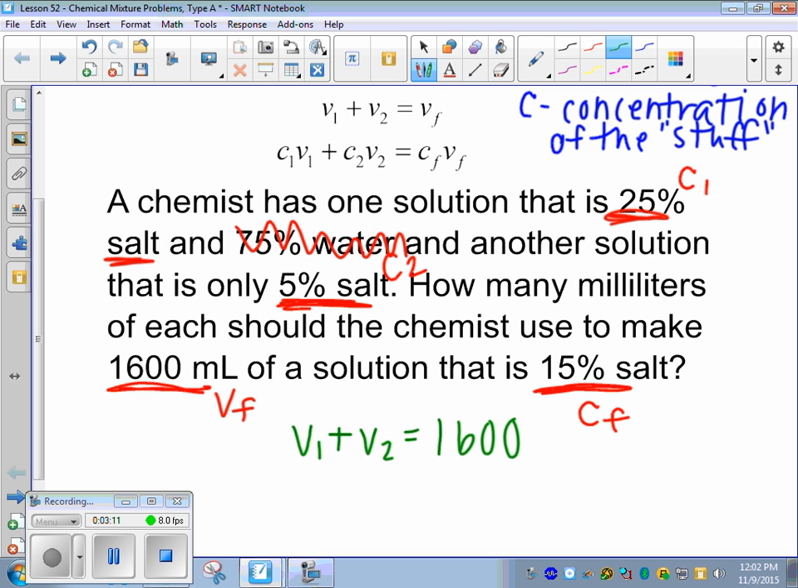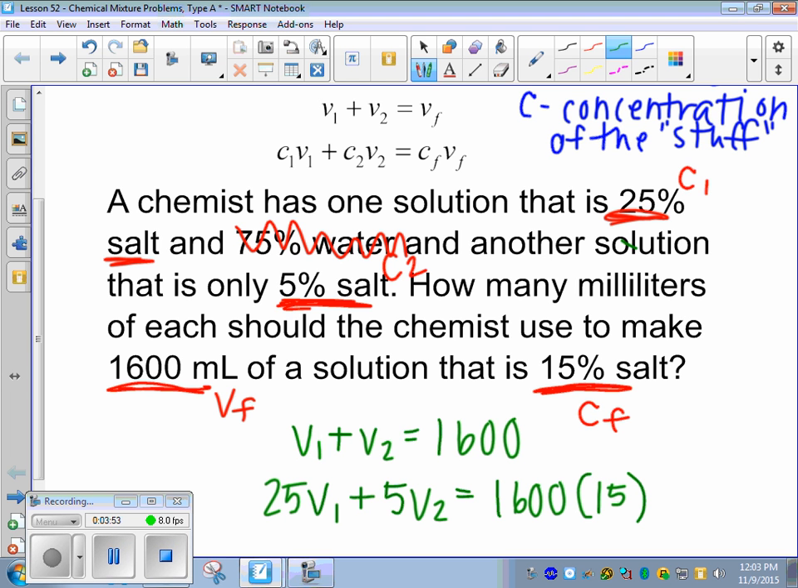Our second equation is our one with the concentration, so we're multiplying the concentrations and the volumes together. Our C1 we labeled as 25 times V1 plus C2, which was 5, so 5 times V2 equals, this is where a lot of people get tripped up, you guys, we have to multiply together the final concentration and the final volume. So it's tempting to just put the final concentration, but we need to multiply it by our VF. So we're going to have 1,600 times 15. Multiply them together.